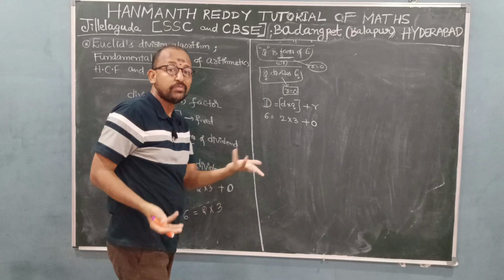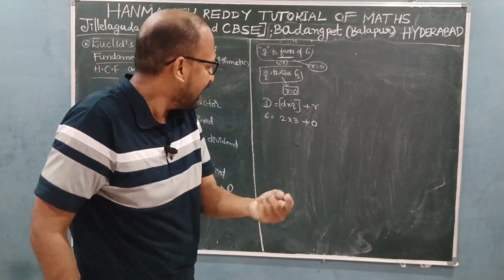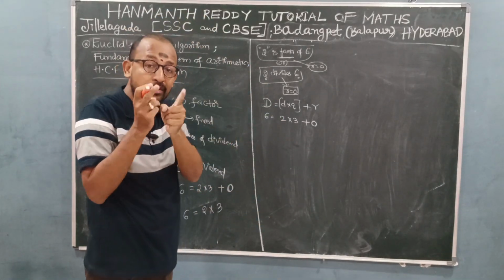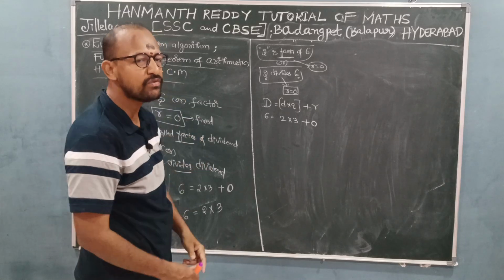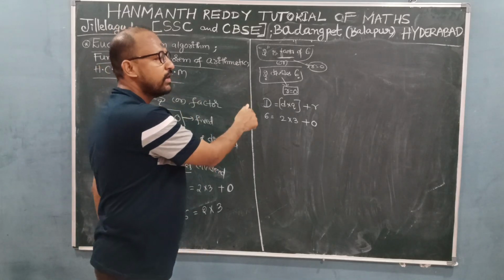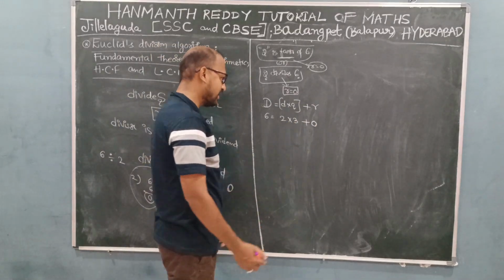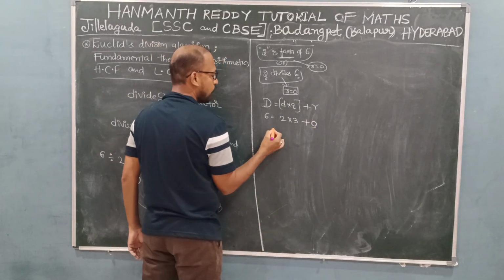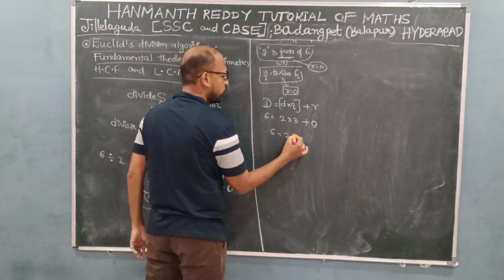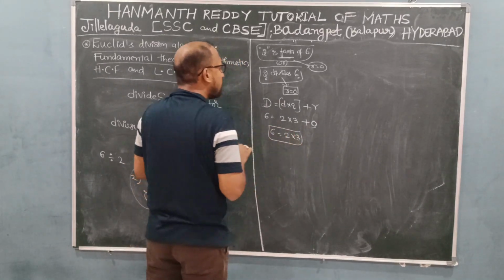Means you can get any something. 3 can be the quotient, right? I told you very clearly, the main purpose of division is to find the quotient and remainder. We don't know the quotient, but we know the remainder. I can write it like this. So something plus 0 is always something. 6 equals 2 into 3. I can write it like this. So we apply division.